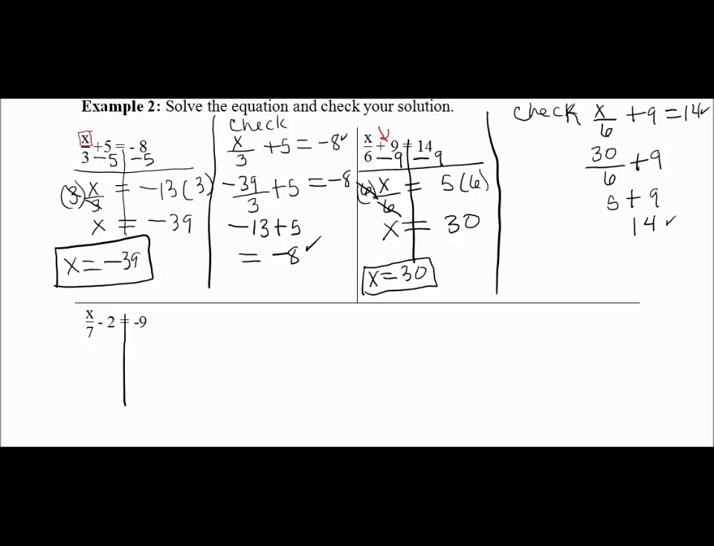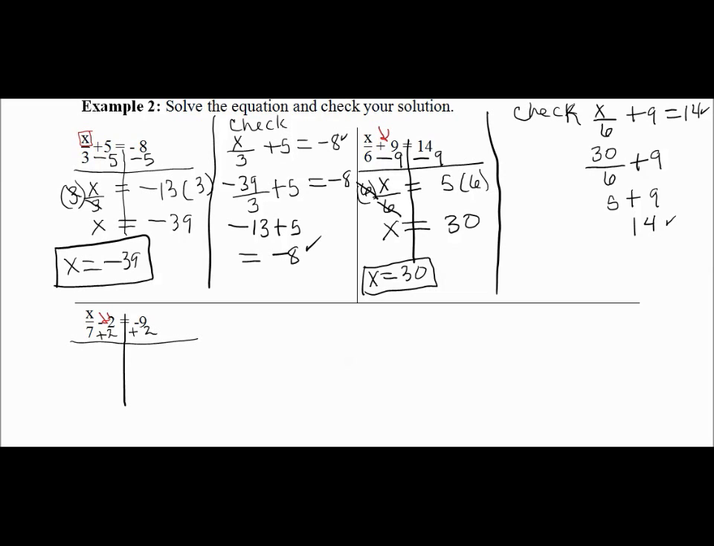Draw my little line. I know I have to focus on this minus 2. That's what I need to get rid of. So I'm going to do the inverse, the opposite of minus 2, plus 2. Add 2 to both sides. That's how we're going to get rid of that 2.